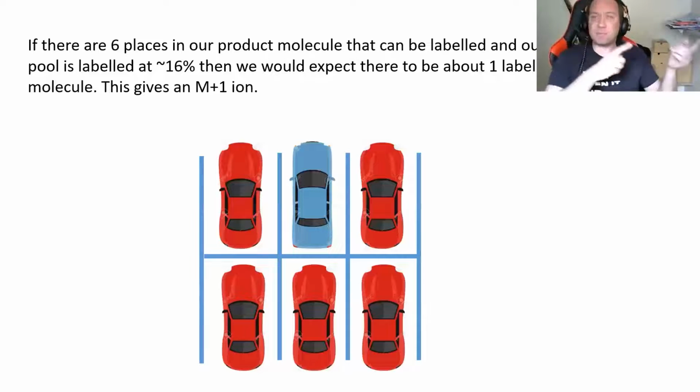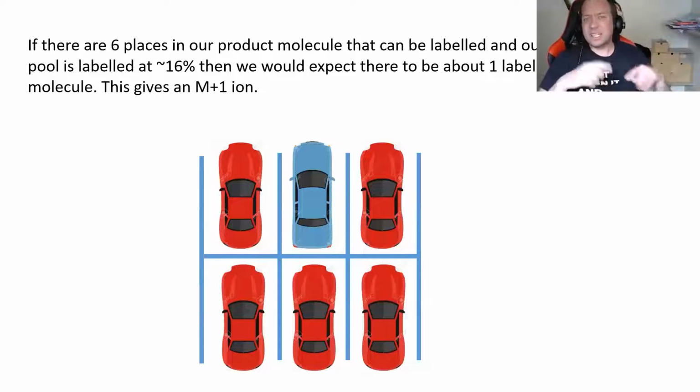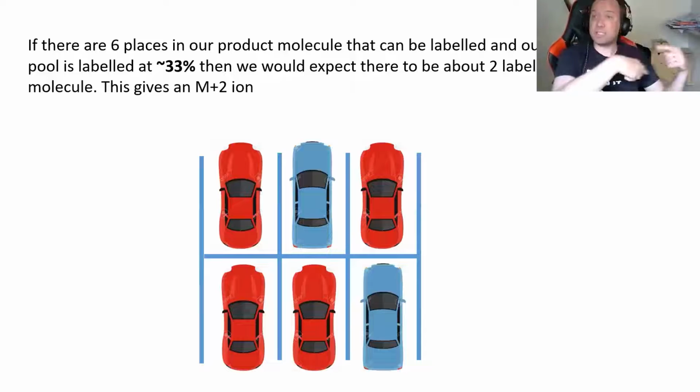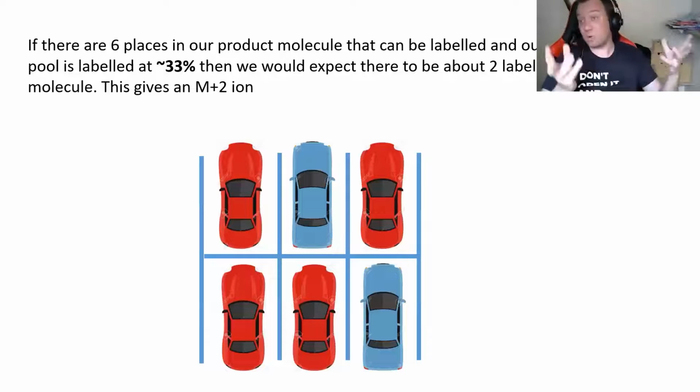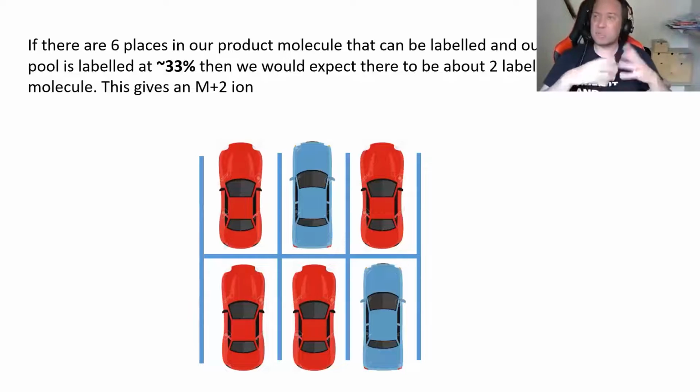If we have 6 places in our molecule, so like acetone, that can be labeled, and our precursor pool is labeled at about 16%, then we would expect there to be about 1 label introduced per product. So this will give us the M+1 ion. If we increase the precursor pool labeling to 33%, then we would actually expect in general to get some more of the M+2 ion. That will be the predominant ion, as the most likely number of labeled, in this case, say deuteriums within our acetone would be 2.